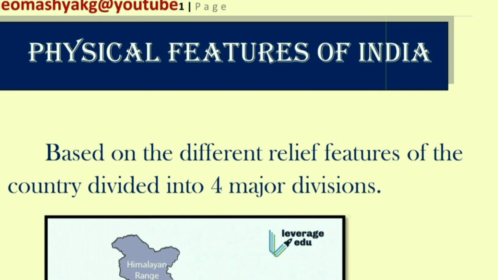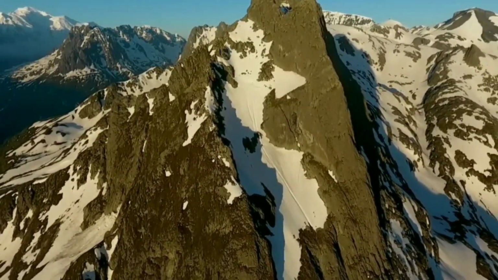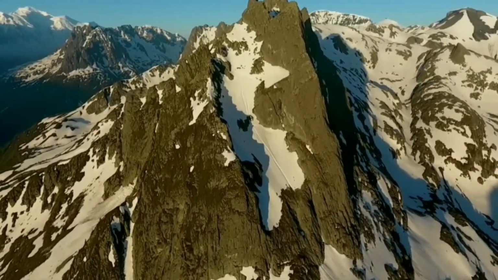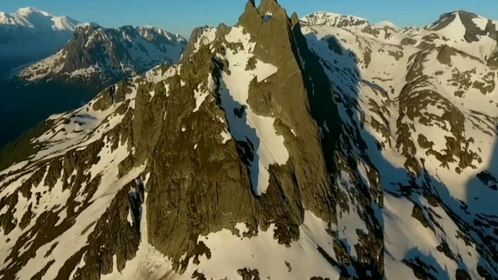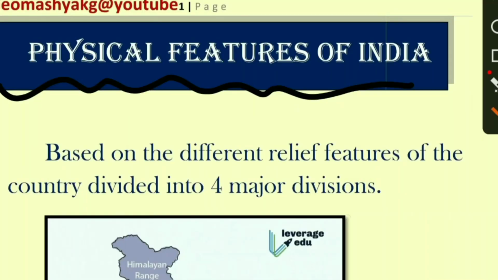Today, in this video, we are going to discuss the physical features of India. India has different types of relief features. India is a vast country. Yesterday, we already learned that India is the 7th largest country in the world. In this country, there are many relief features. These features are found in different parts of the country.